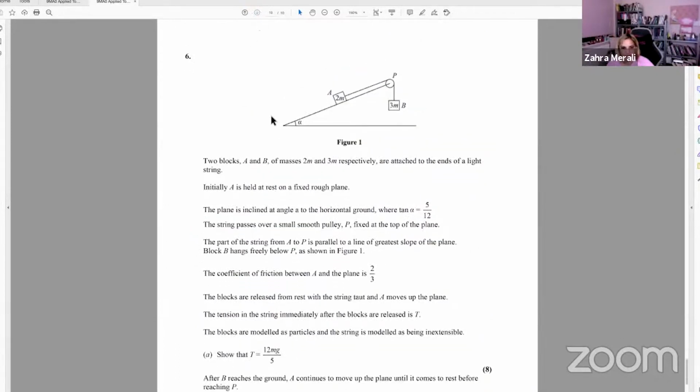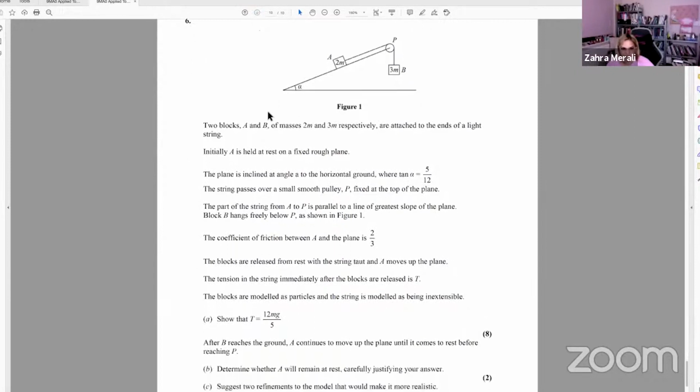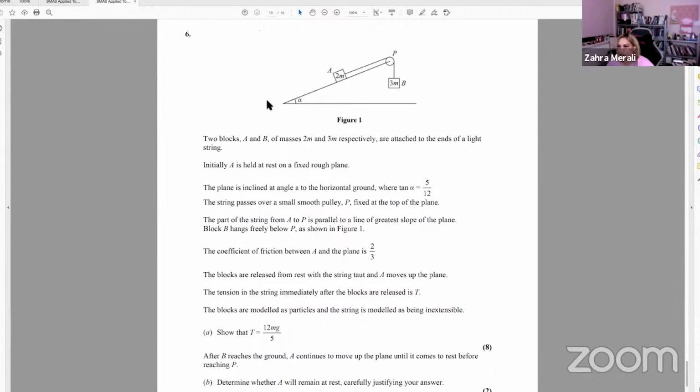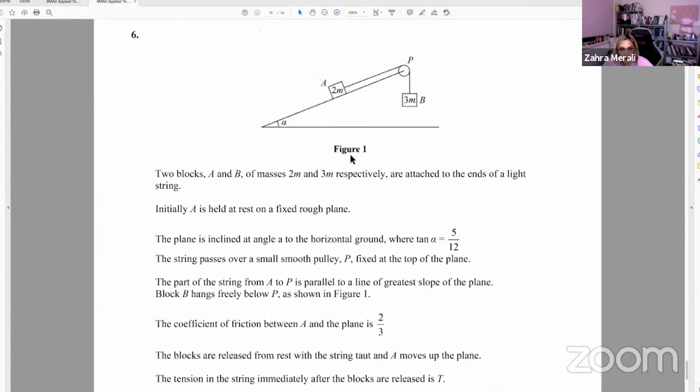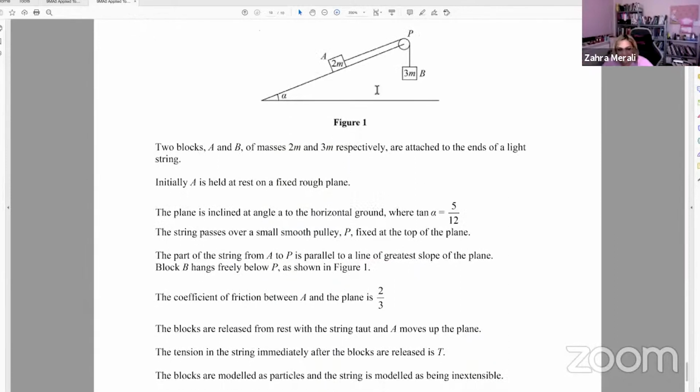I think this is the last one. So we've got another pulleys question, but this is like letters as opposed to numbers, which always feels more confusing, but you actually just treat it in exactly the same way. So we're going to start off doing exactly what we did before. I'm actually going to make this bigger so you can see, because the labeling is the most important bit of it. So it's a show that for the tension. So as long as you can see that, we should be okay.